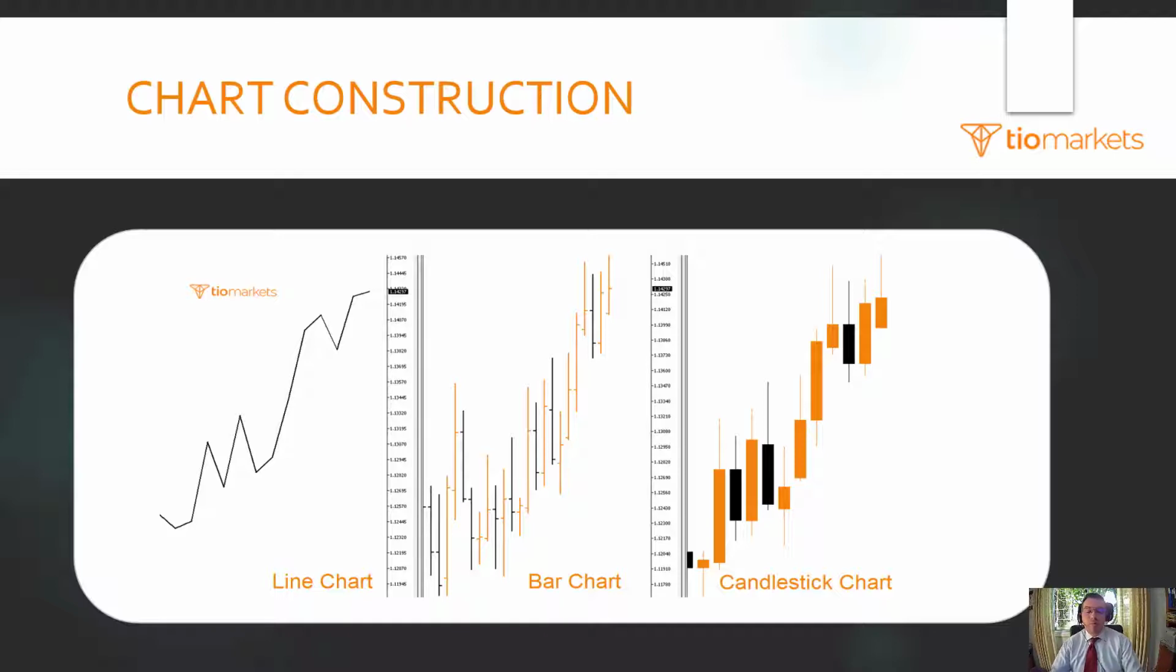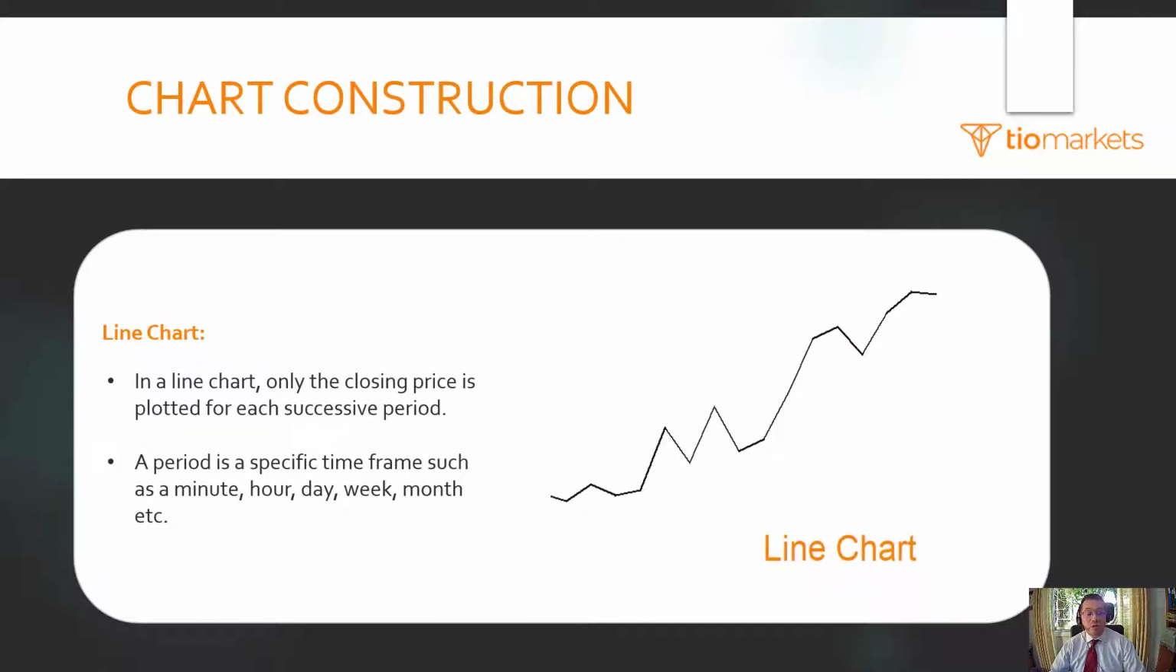There are many different types of charts available on trading platforms, but today we're just going to do a quick introduction to the three most common: the line chart, the bar chart, and the candlestick chart. So let's move on to the next screen, and we're going to speak about the line chart and what is included in a line chart.